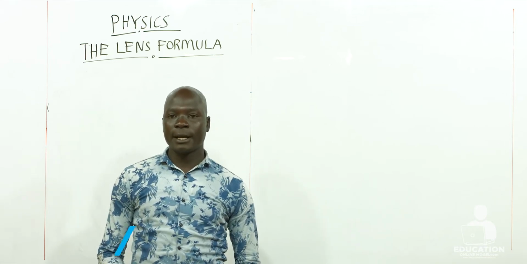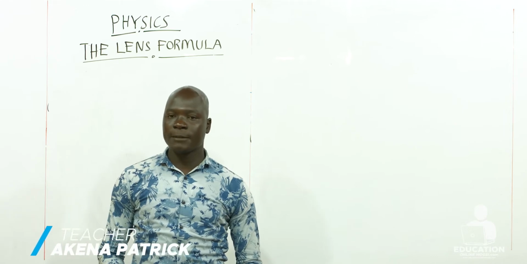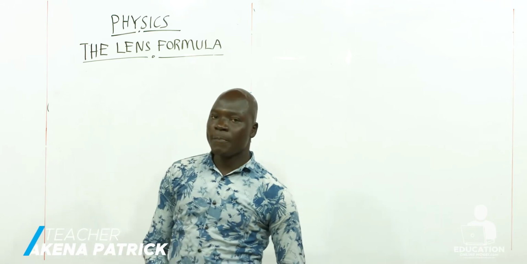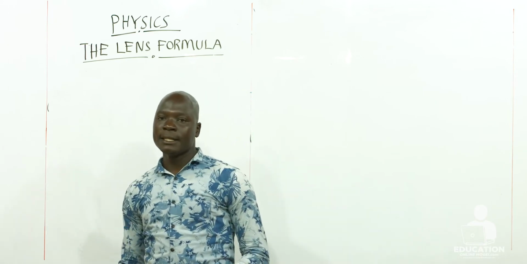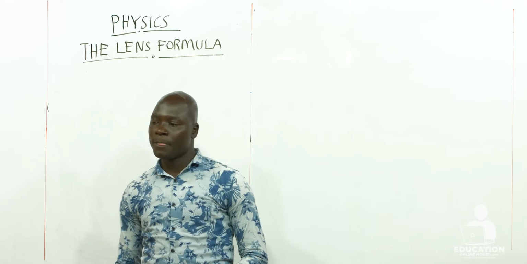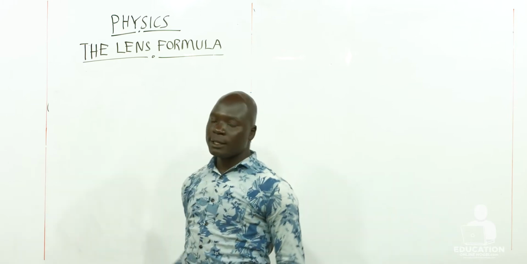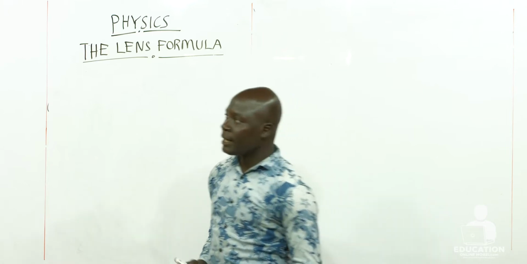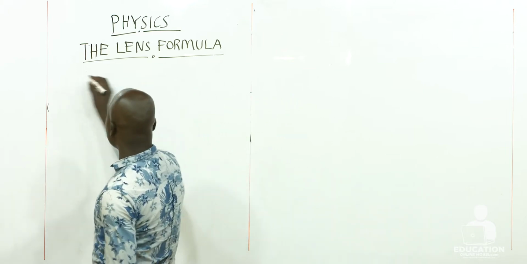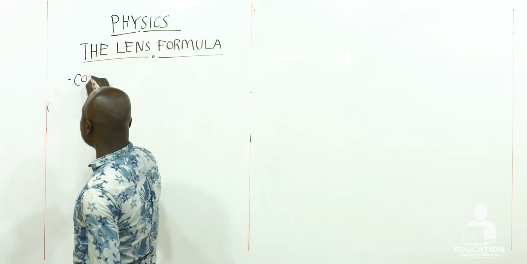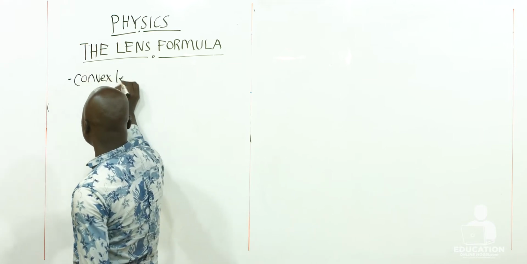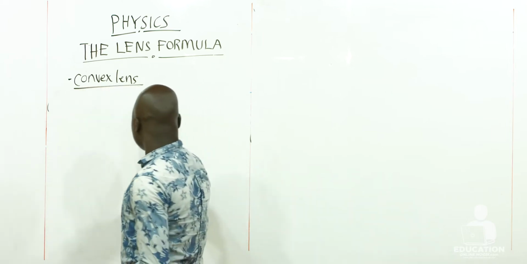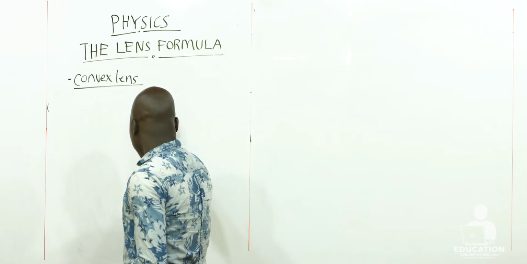I am teacher Akena Patrick Omoy, a teacher of physics, and today we are going to look at the lens formula under the main topic lenses and optical systems. Now for us to look at what the lens formula is, we have to first consider a ray diagram. We are going to start with the convex lens. Now in a convex lens, this is how a convex lens appears.